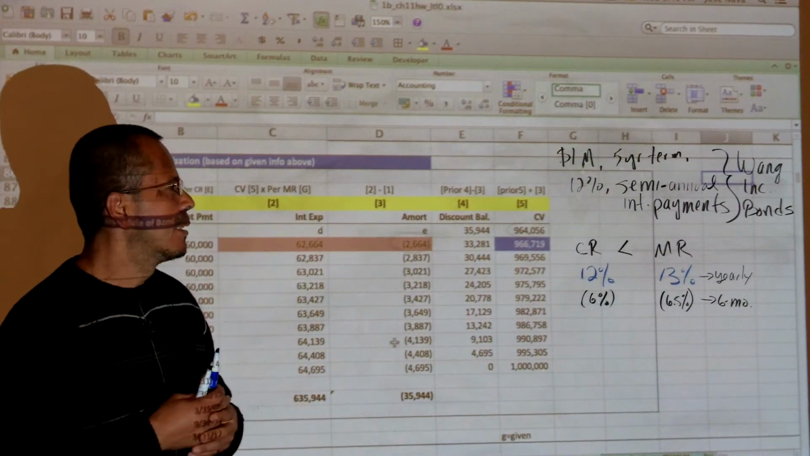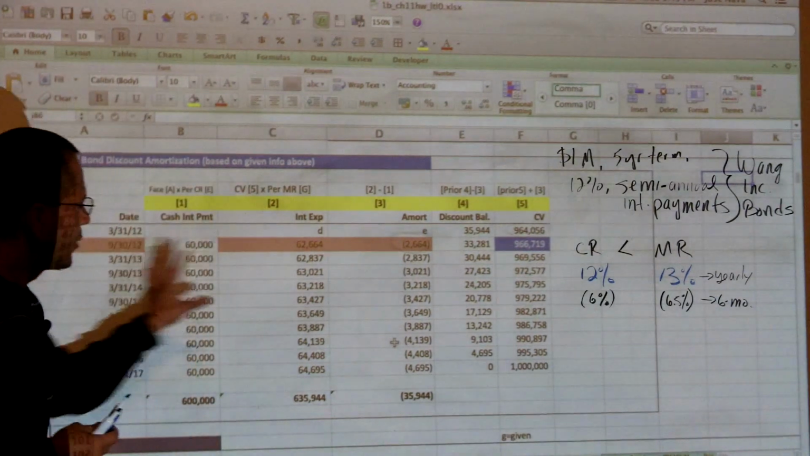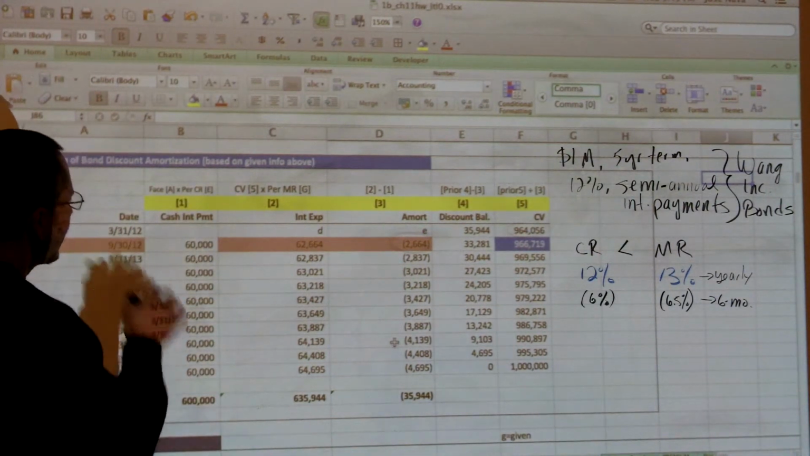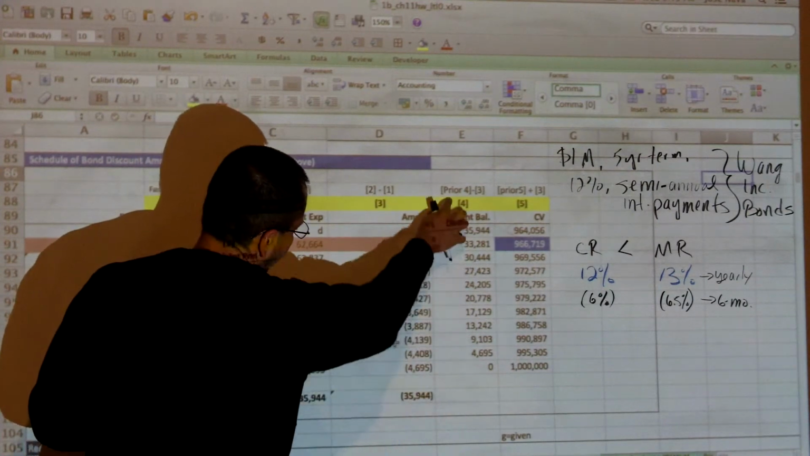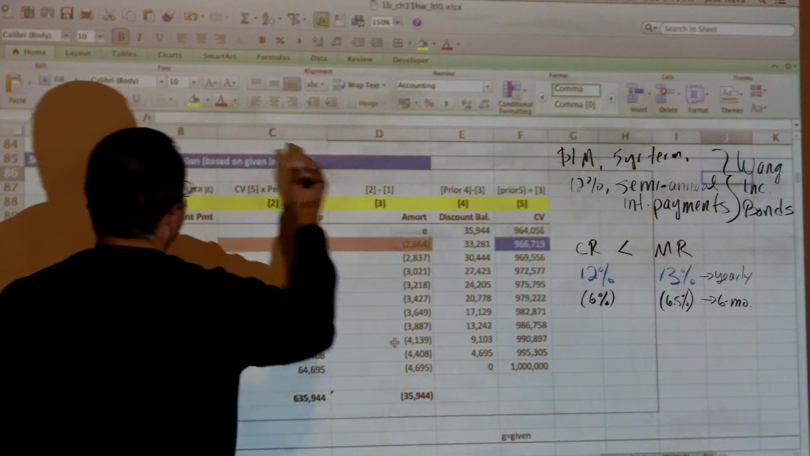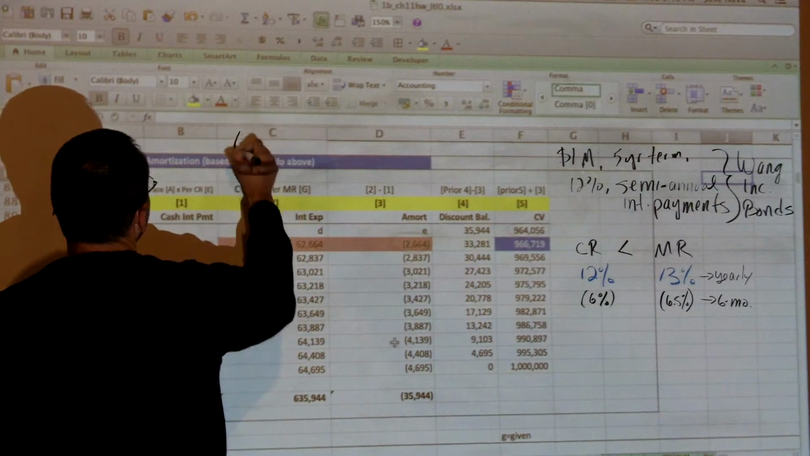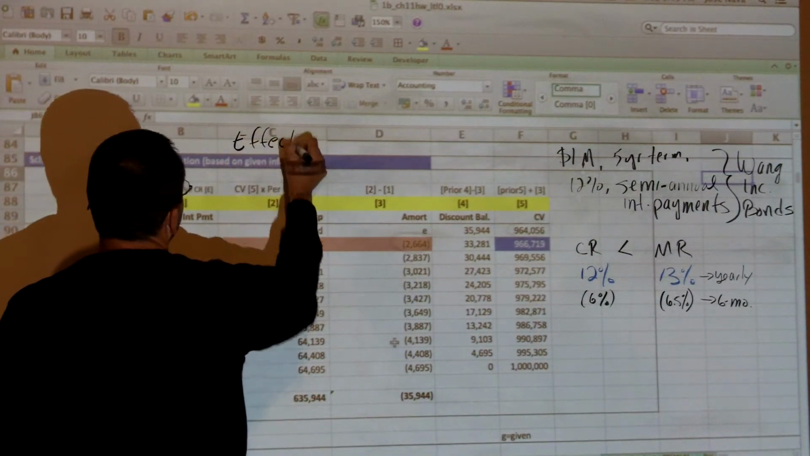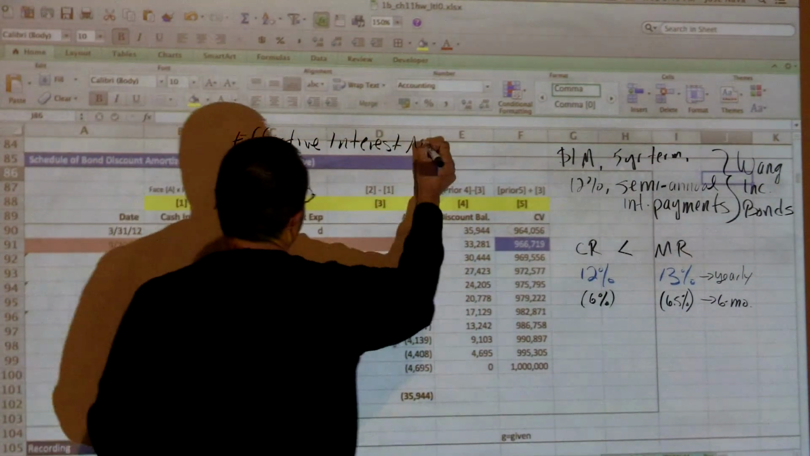That is not always the best way to do this. In fact, we need to use instead something like this. This is actually a different method of amortizing the discount, which is reflected here in this column. This method here, using this table, is called the effective interest method.